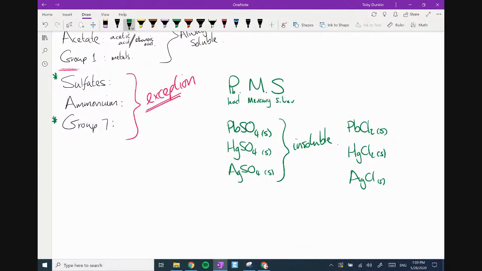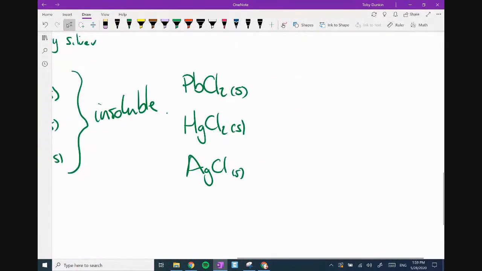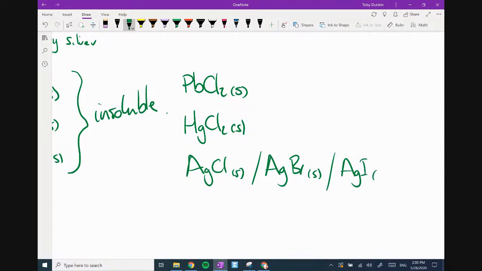Silver bromide, insoluble. Silver iodide, insoluble. Chloride, bromide, iodide: white, cream, yellow. It's nice to bring up that again. Nothing ever vanishes. And we know that silver chloride is white. This is your white solid.